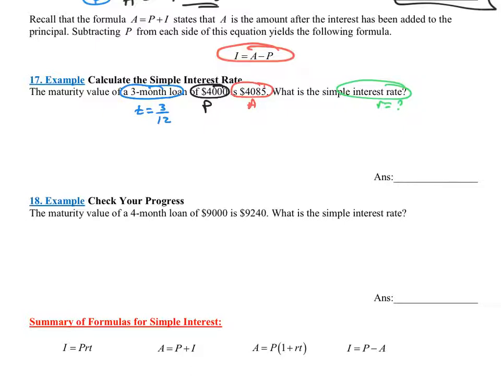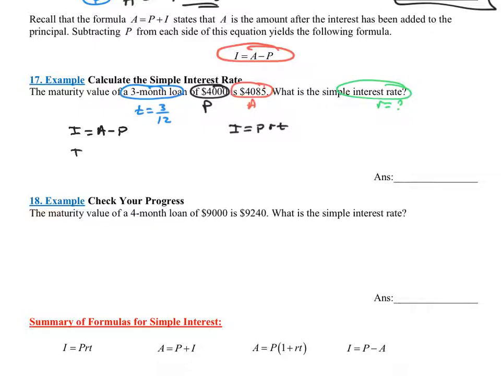Okay, so what am I going to use? Well, I'm trying to solve for R, right? And the easiest formula to solve for R is I equals PRT. But in order to do that, I need to know what P is. I got that. I need to know what T is. I got that. I need to know what I is, and I don't have that. So this is actually a 2-step problem. The first thing we're going to do is calculate the interest. How do we calculate the interest? We do the total amount, $4,085, minus the initial amount, $4,000.